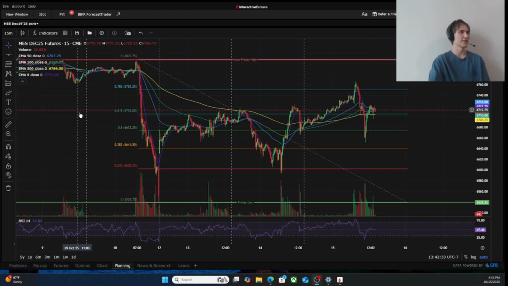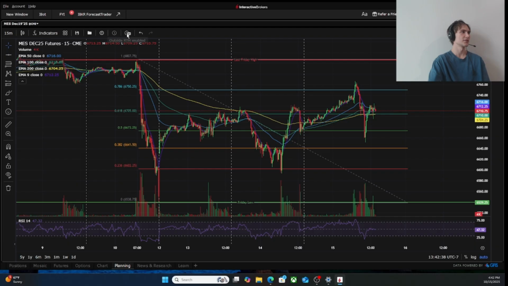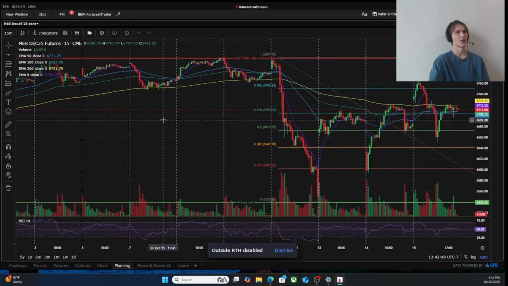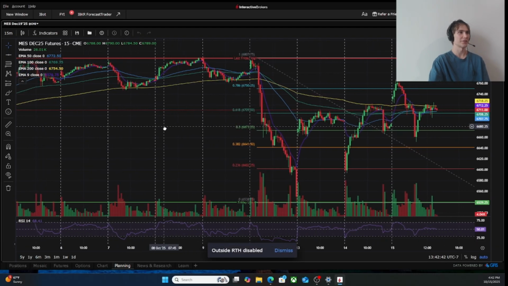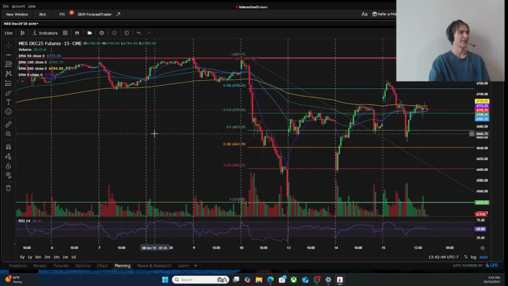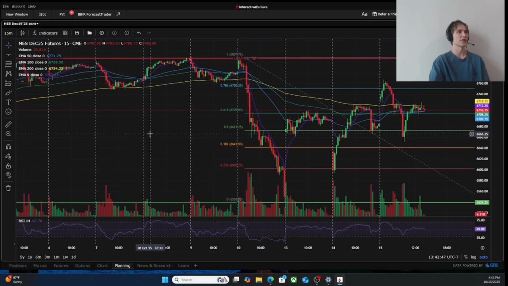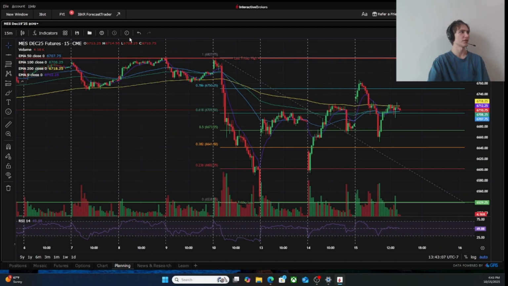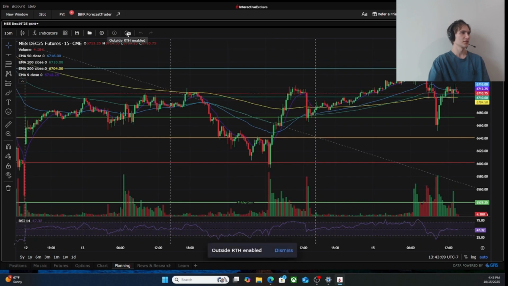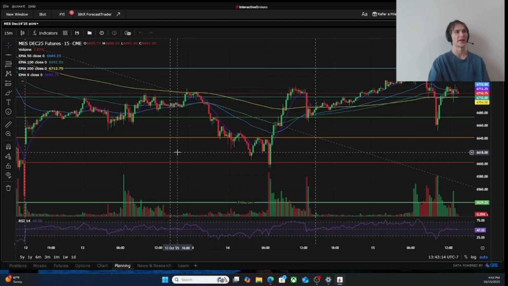So what is the difference from this chart versus this chart? It's pretty self-explanatory, and I could definitely understand where people would be confused, and people were confused today when I was talking about my trading setups. So this chart is regular trading hours. This is outside regular trading hours.